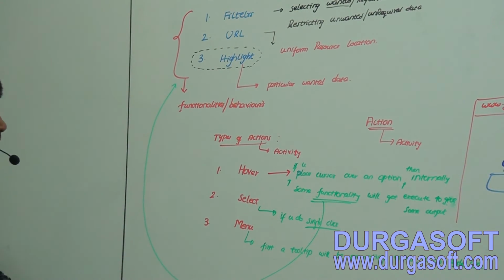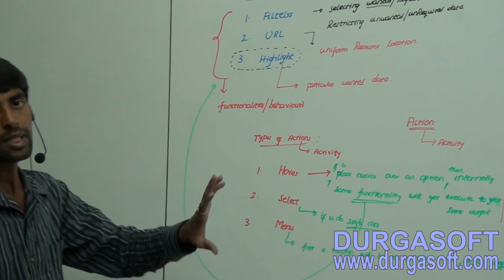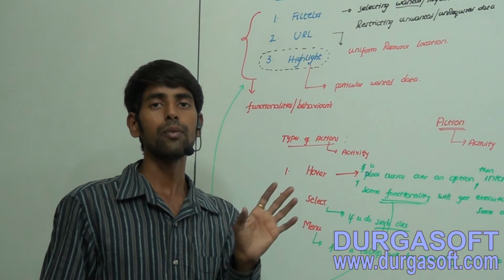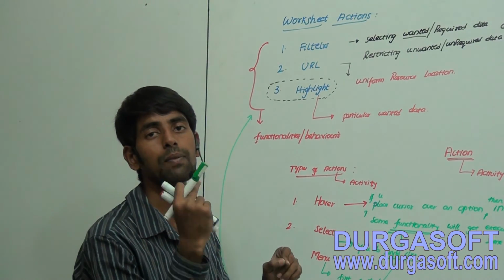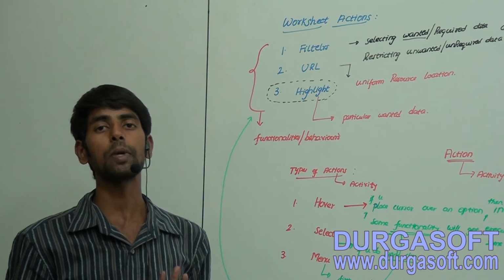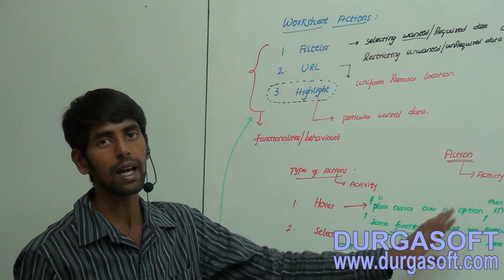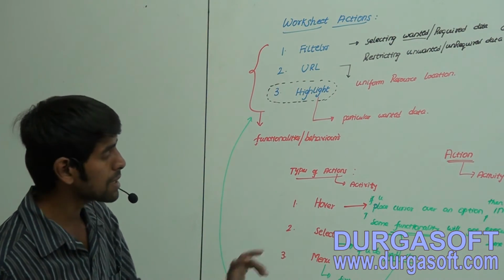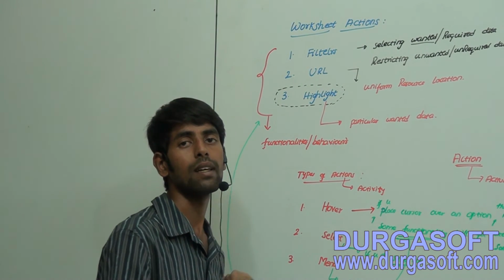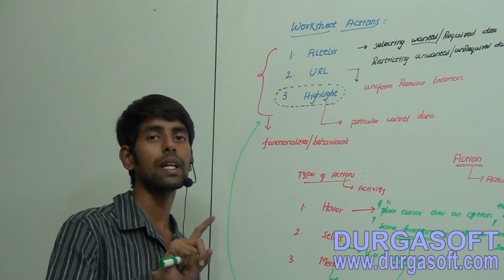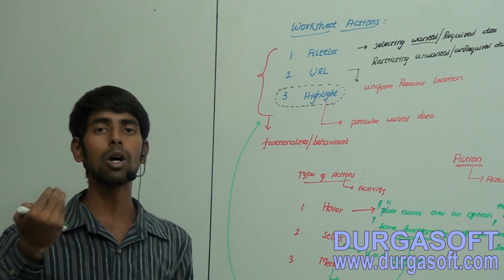Now among all these activities, what is meant by hover? Simply try to put it in your mind. That is, if I place my cursor over a particular option, it is going to perform some internal functionality and give some output to me. That is what I have written over here. Now what is select? If you directly select some option, that is a single click activity, and for that activity some functionality will get executed internally and it is going to give some output to us.